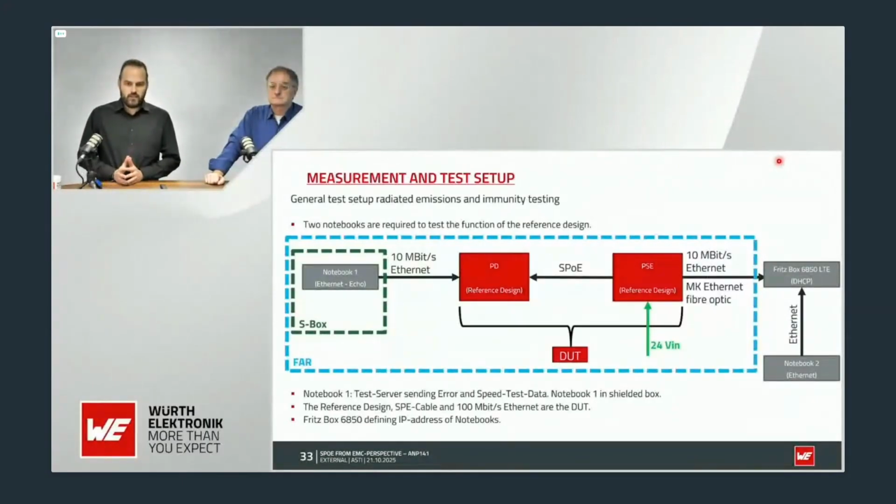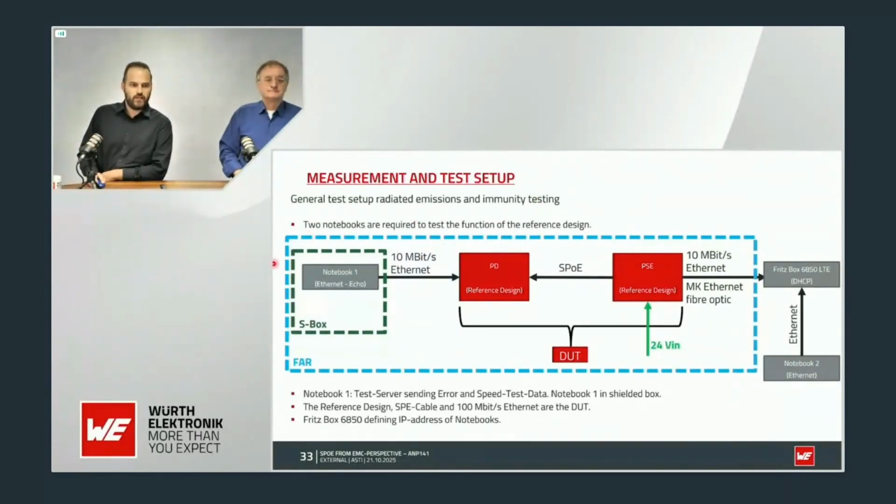Quick overview of the test setup that we are using during the testing for radiated emission and immunity. We have our fully anechoic chamber marked in blue here, and then we will have 2 notebooks. We will have one notebook in the chamber inside a shielded box, connected with the Ethernet cable to our powered device. The powered device is connected with the SPE interface to the power source equipment. And this one is connected with a fiber optical Ethernet converter from MK to our outside Fritz box that is used as a DHCP server.